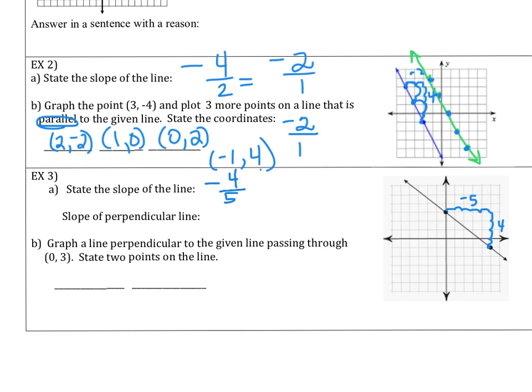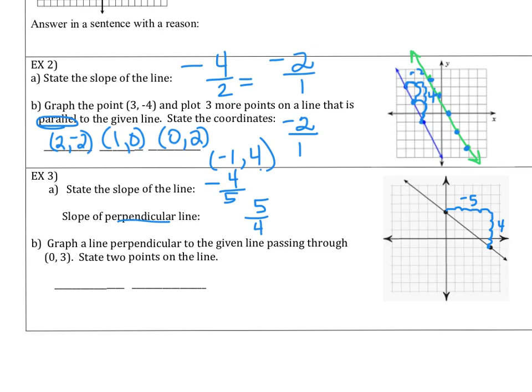The slope of the perpendicular line. Remember, the slope of the perpendicular line is the negative reciprocal. So what's the negative reciprocal of negative 4/5? 5 over 4. Part B. Graph a line perpendicular to the given line through the point 0, 3.